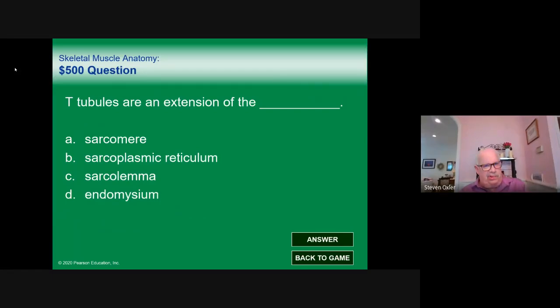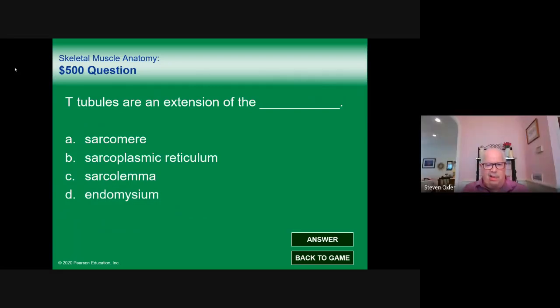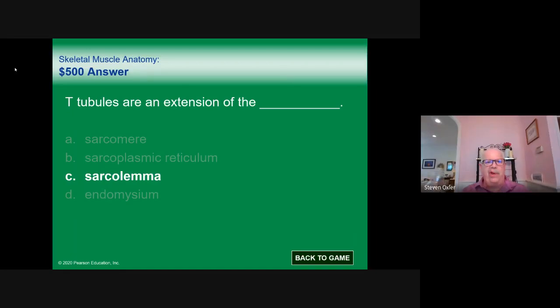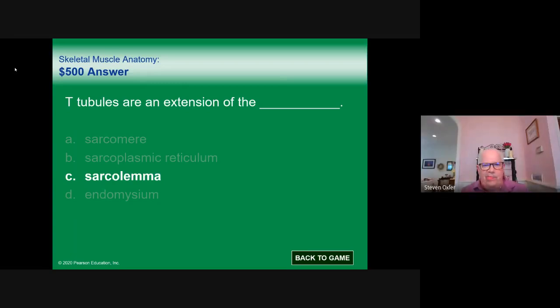T tubules are an extension of the C. Yes. And what is the sarcolemma? It is the plasma membrane of a muscle cell. Okay? And sarcoplasm is the cytoplasm. Correct. All right. Got it? Okay. Next one.